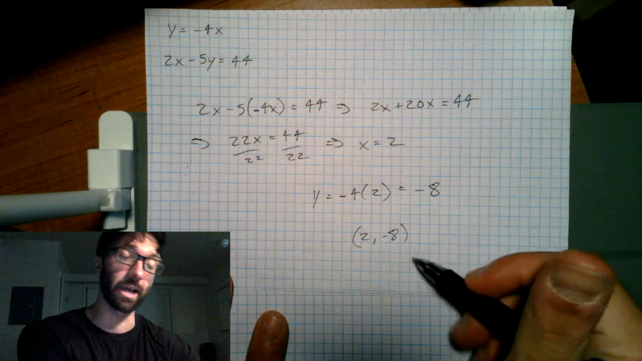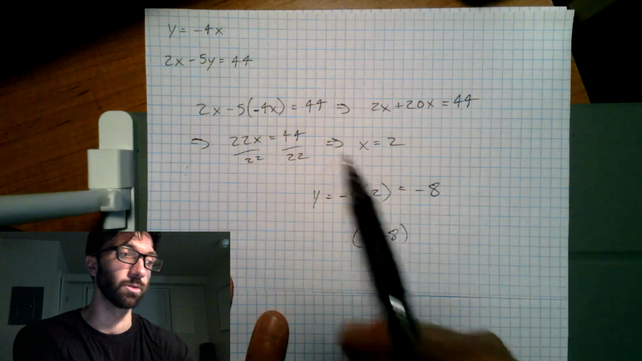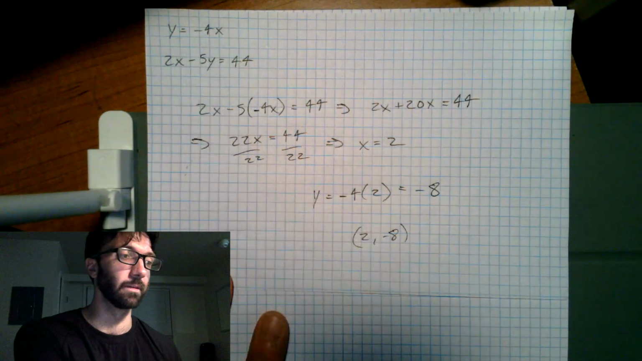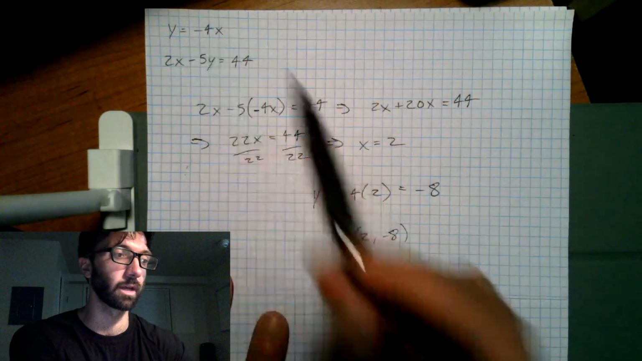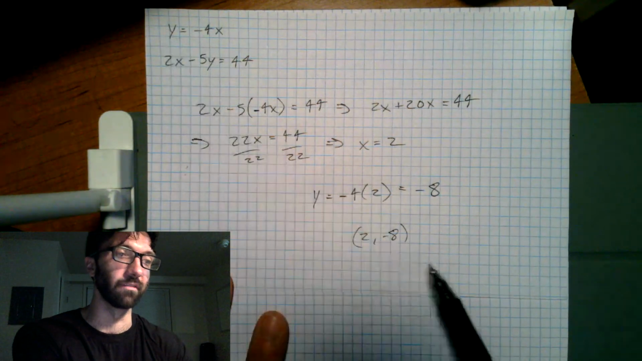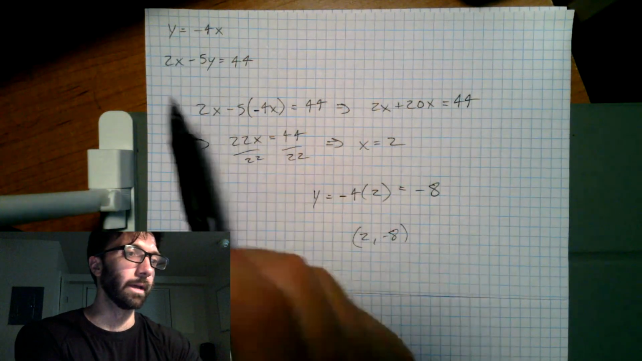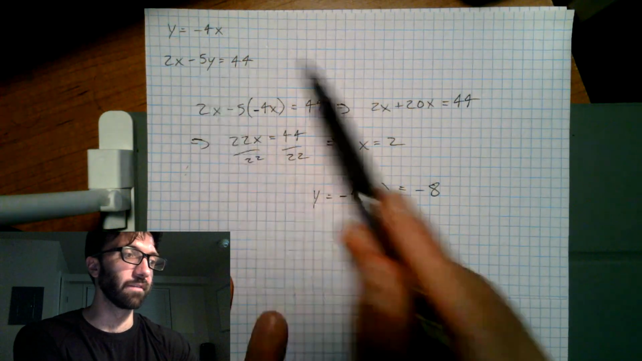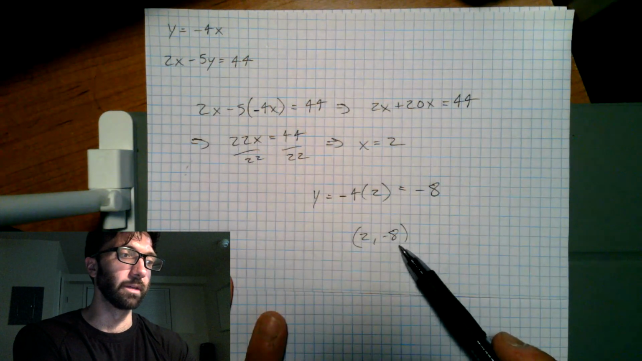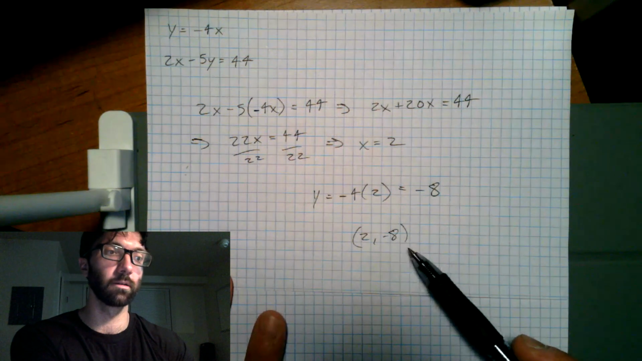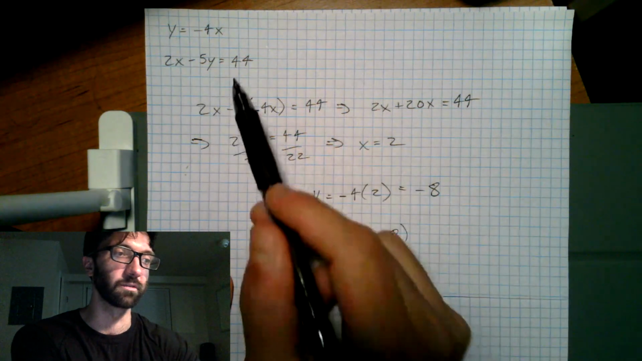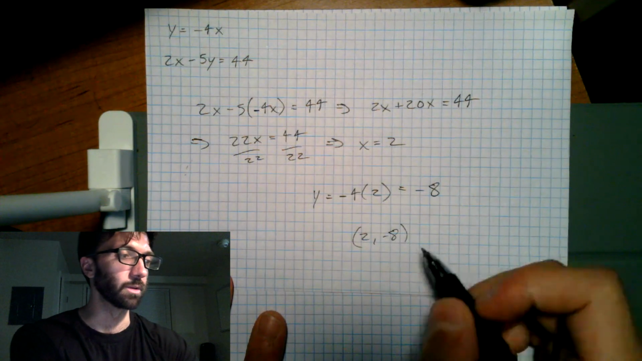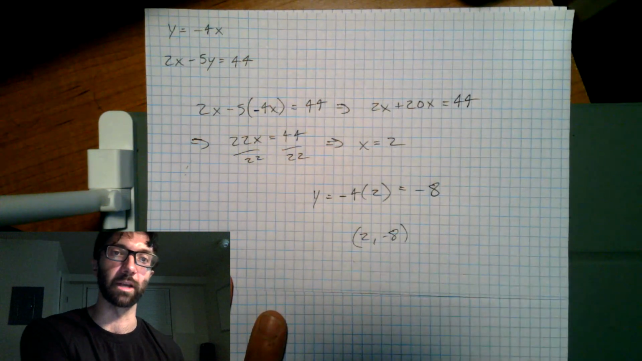And again, you can check this. You can substitute 2 and negative 8 into this equation for x and y respectively and see that it works, right? Negative 4 times 2 is in fact negative 8. And 2 times 2 is 4. And then negative 5 times negative 8 is positive 40. And 4 plus 40 is 44. So it checks out for both equations, as it should. And so this is the only ordered pair that'll satisfy both of those.